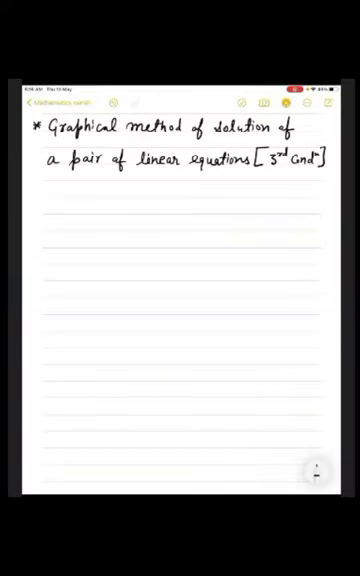Okay everyone, so today's topic of this lesson is the graphical method of solution of a pair of linear equations, third condition. So we'll be looking at the third condition. We will look at what the third condition has to say. The third condition is about which type of representation. We are trying to see when two linear equations will be parallel to each other.